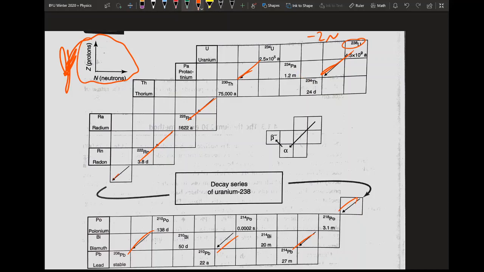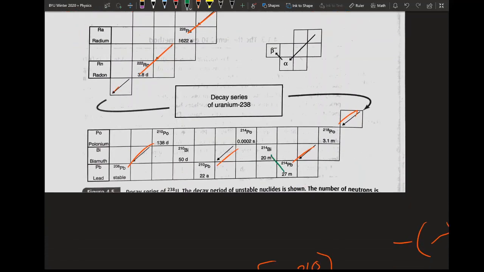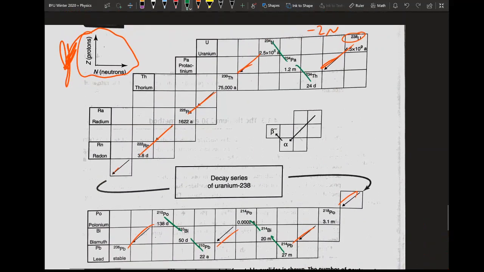So now we'll just say in green, we have beta decay, and then come down here to beta decay, beta decay, beta decay, beta decay. Right, so there's also a fair amount of beta decay in this process.